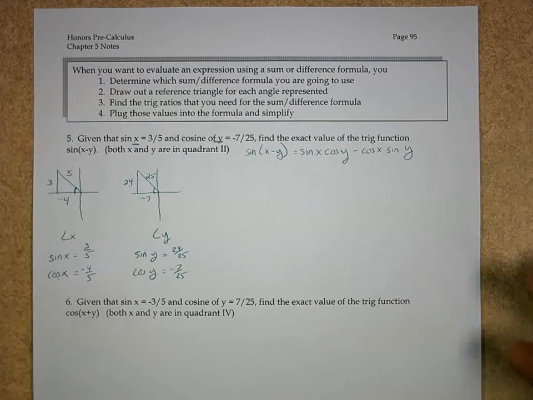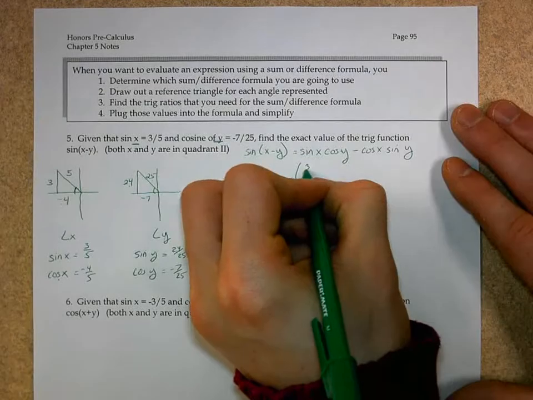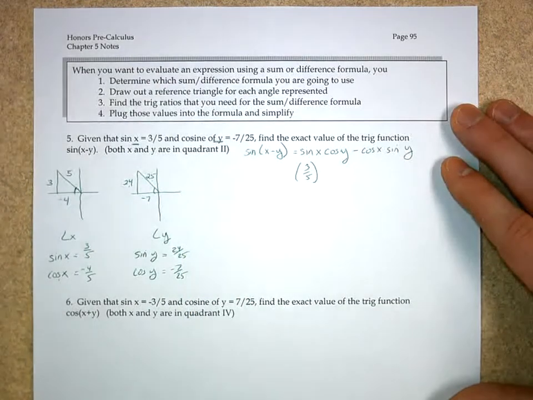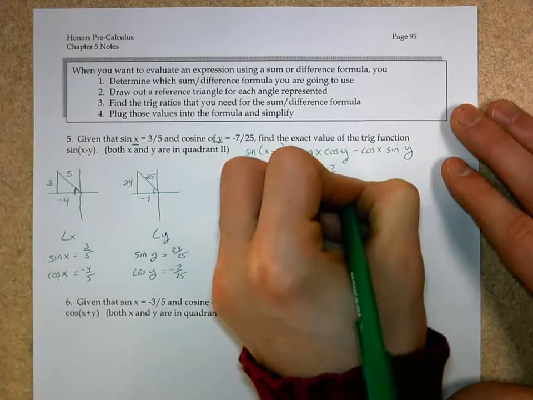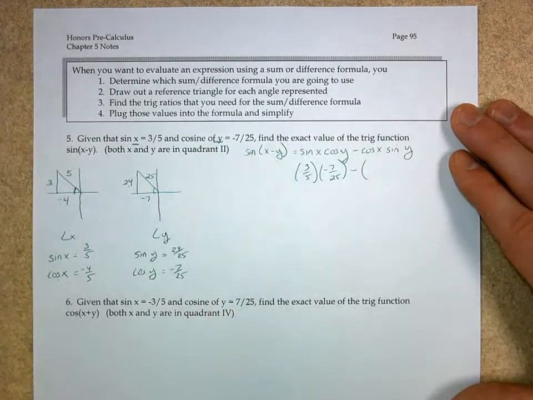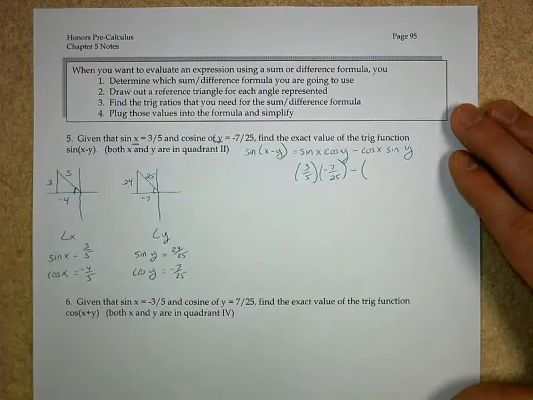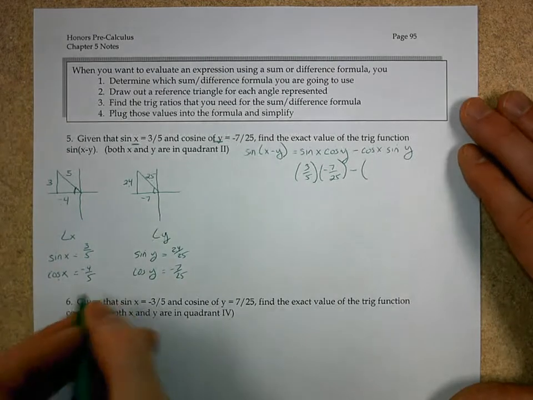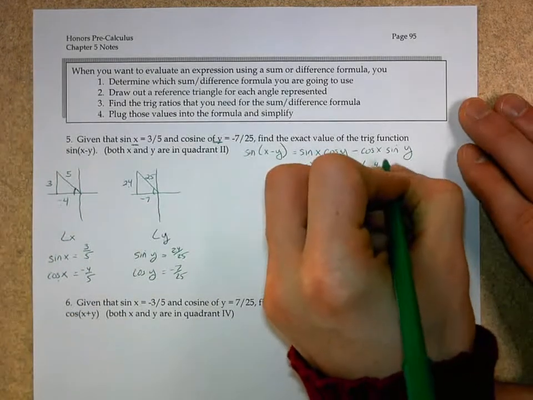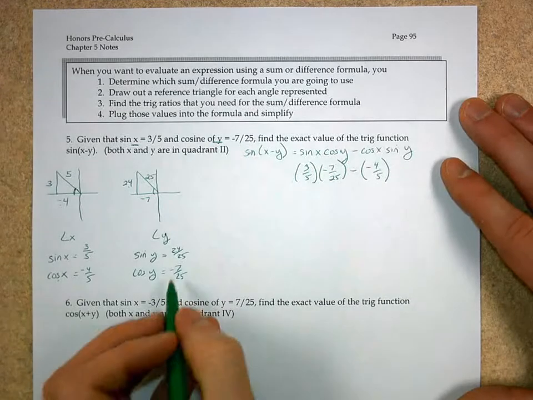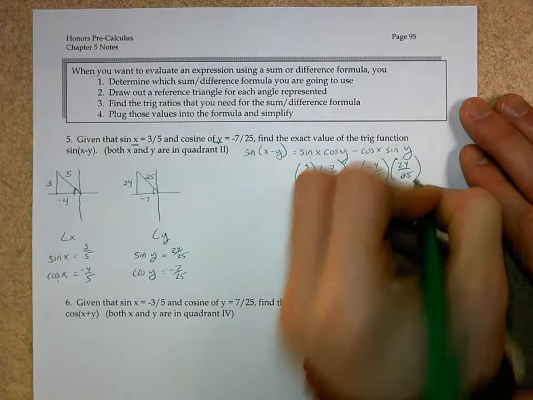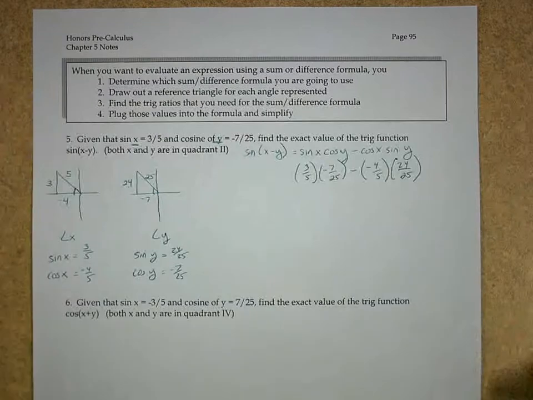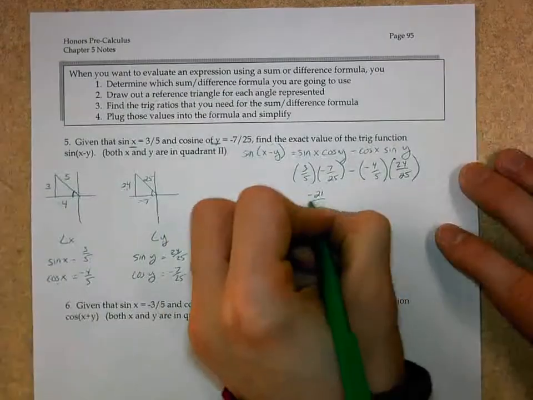So let's plug in all those values. The sine of x we said is 3/5. The cosine of y we said was negative 7/25. The cosine of x we said was negative 4/5. And the sine of y, we said, was 24/25. So now I can simplify this.